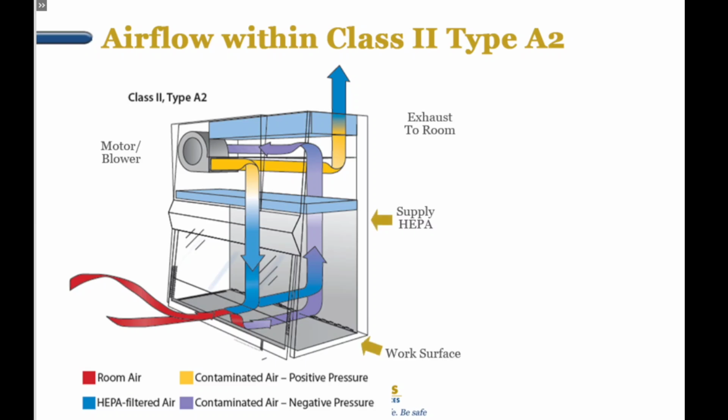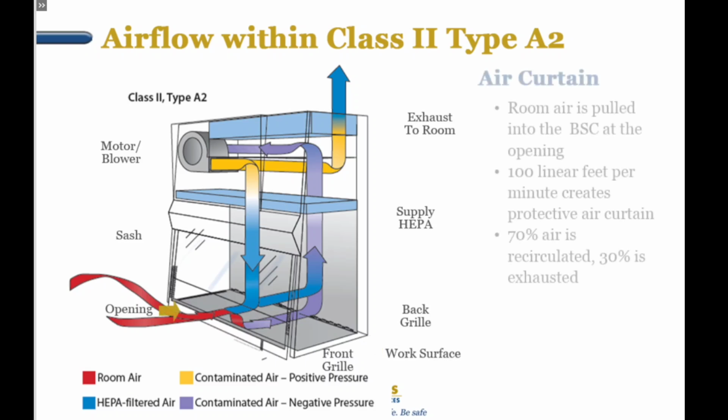surface, which is where your research materials are handled, the front and back grills, where contaminated air is pulled away from the work surface, the sash, which helps contain the air inside the work surface, and the opening, where you access the work surface. At this opening, room air is drawn into the BSC at 100 feet per minute.